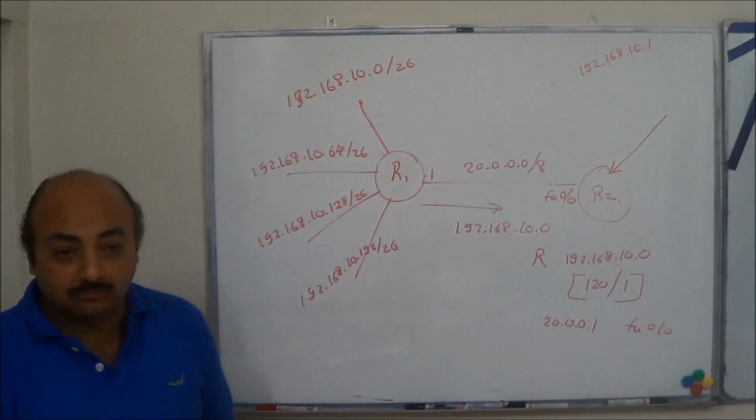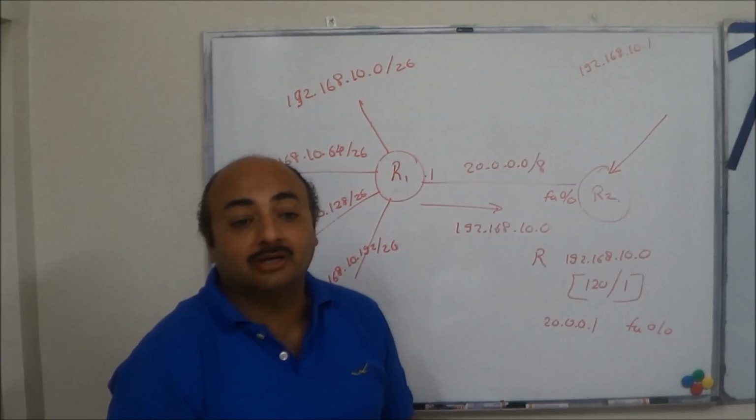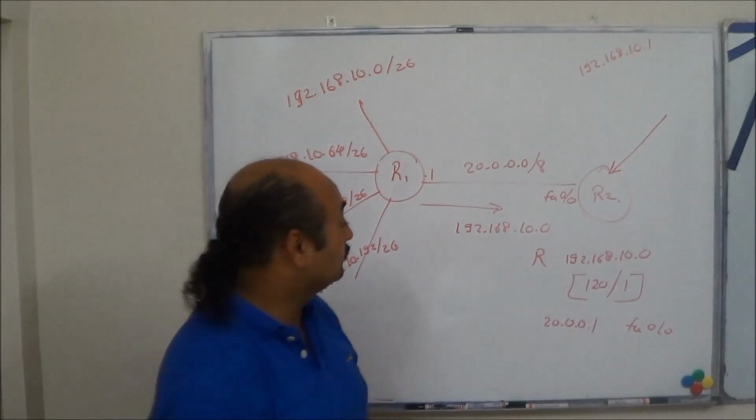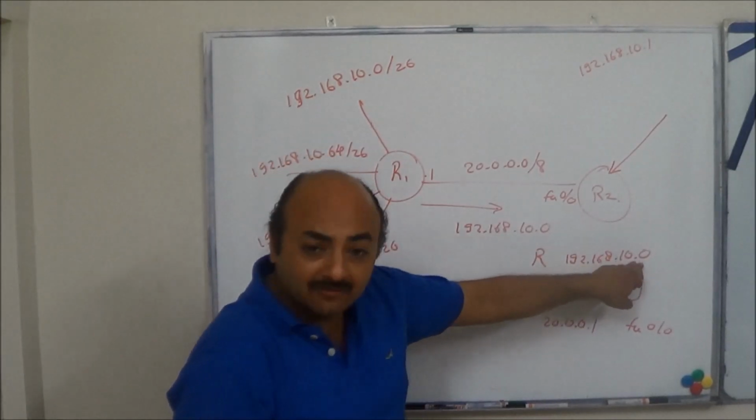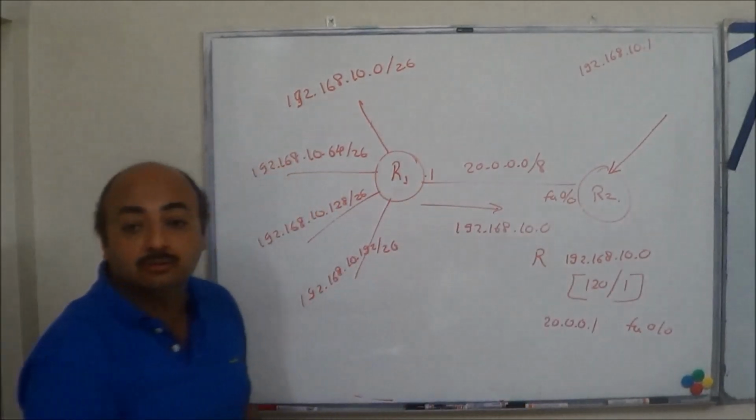It comes for 10.1. So what will it do? It will check what network it belongs to. It belongs to 192.168.10.0. Do I have information for 10.0? Yes. Where? I have to move it to this side.